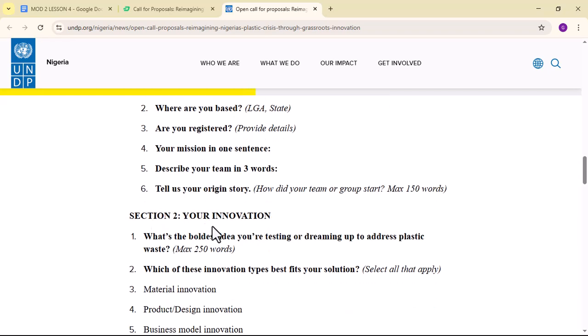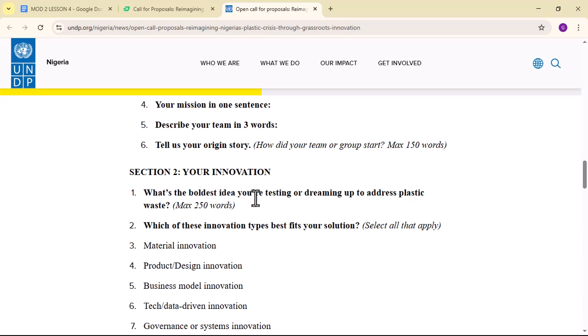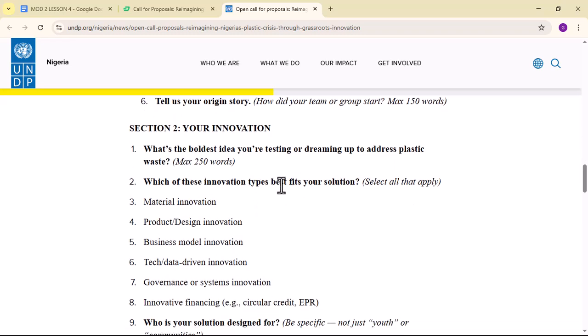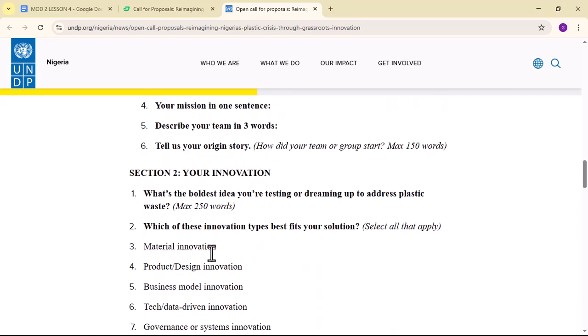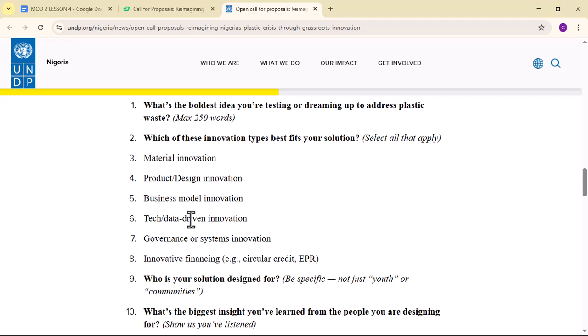And in this section too, they want you to share your boldest idea you are testing or dreaming up to address plastic waste, and which of these innovations best fits your solution: material innovation, product design innovation, business model innovation, tech or data-driven innovation, governance or system innovation, innovative financing, e.g., circular credit, EPR, etc. So this is about, once you have determined that you are going to submit a proposal for this project, you are going to start answering this question.